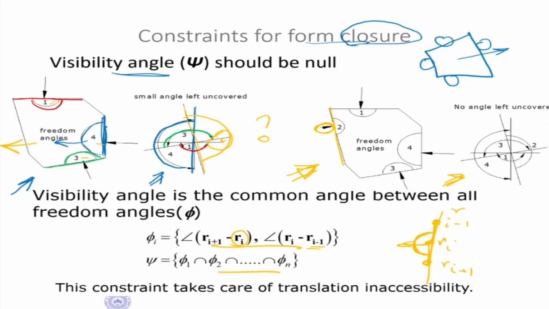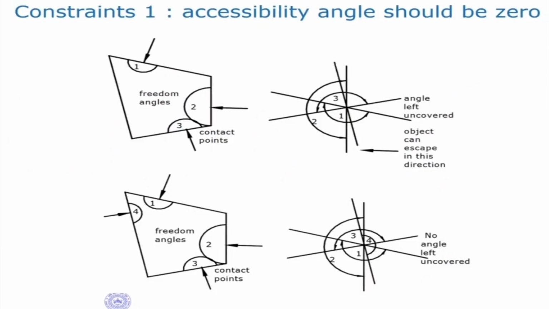So we have now the constraint of accessibility angle, that the accessibility angle should be 0, which basically means that no angle is left uncovered for the robot to move, and then we know that the object is captured. Then the next question would come: where would you place your fingers? And we have seen that we have to use some kind of optimization.